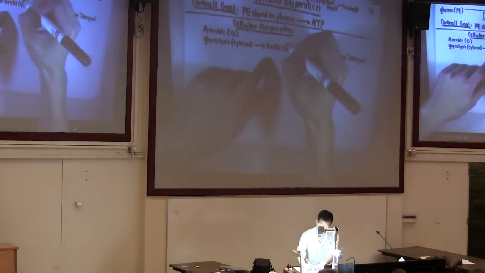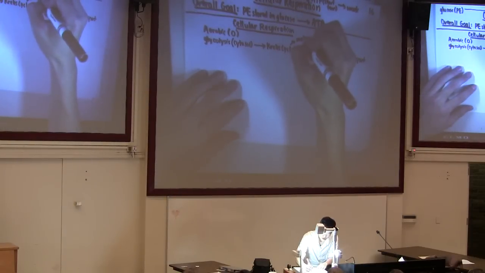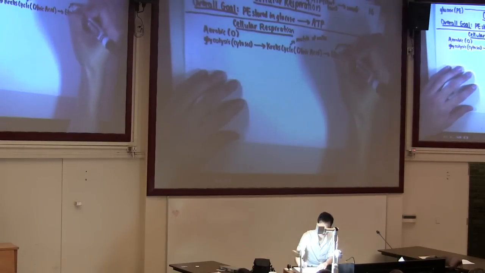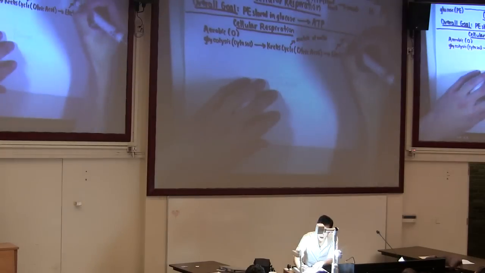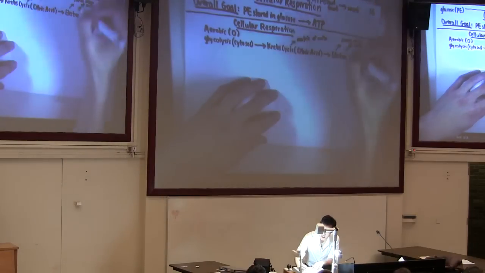Where does the Krebs cycle occur? In the matrix of the mitochondria, right? In the inner part of the mitochondria. Where does electron transport occur? In the inner membrane of the mitochondria, which is also known as the cristae.